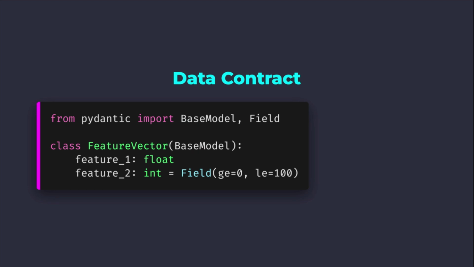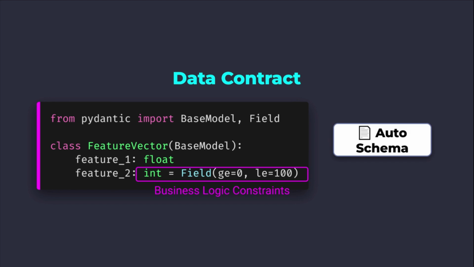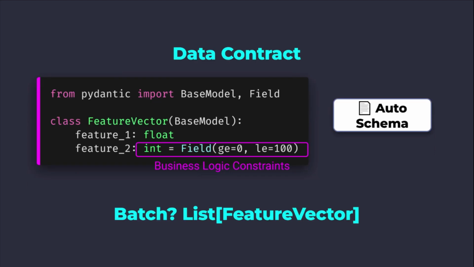Data validation is handled by Pydantic BaseModel classes. Define a class, for instance FeatureVector, inheriting from BaseModel. Each required feature becomes an attribute with a specified data type, such as float or integer. Use field constraints like minimum equals 0 or maximum equals 100 to enforce business logic boundaries on the input data. This automatic schema generation is what FastAPI uses to create the interactive documentation. For models requiring multiple features, structure the input as a list of these FeatureVector objects if batch prediction is needed, or a single object for real-time inference.